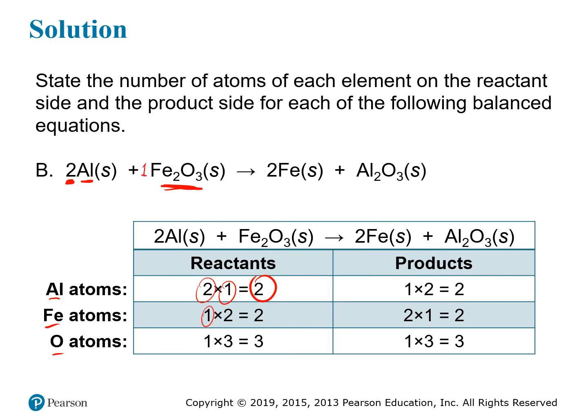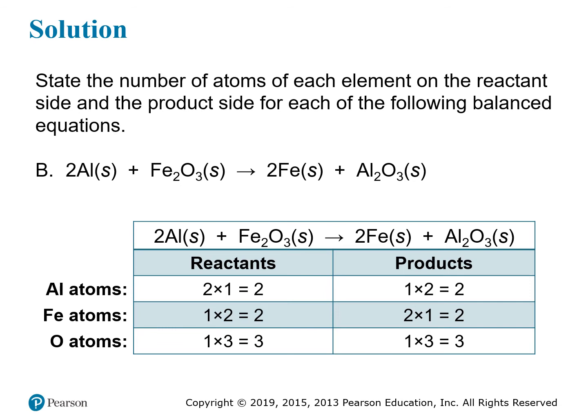So that's where this 1 and this 1 come from. And this is 1 unit of this iron oxide, which has 2 iron atoms. That's where this 2 is. So 1 times 2 gives you 2 iron atoms. And then 3 oxygen atoms. So 1 times 3 gives you 3 oxygen atoms. Okay, so 2 aluminum, 2 iron, and 3 oxygen on the reactant side.